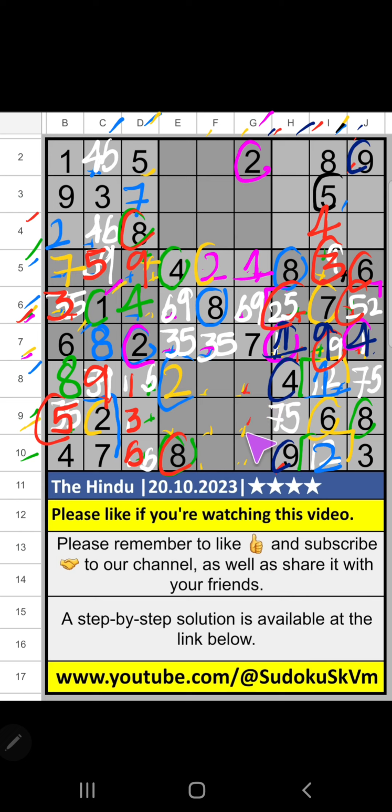So 8 can't come in these cells. Then 8 is confirmed here. 4th row, we have 4. So 4 can't come in the cell. 4 is confirmed here. Then 6 is here.